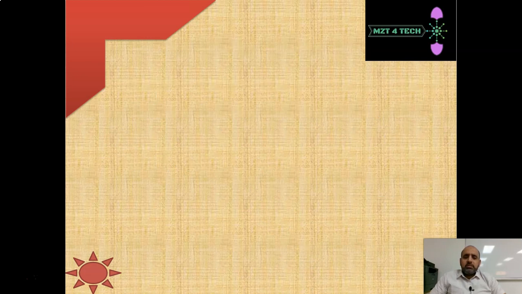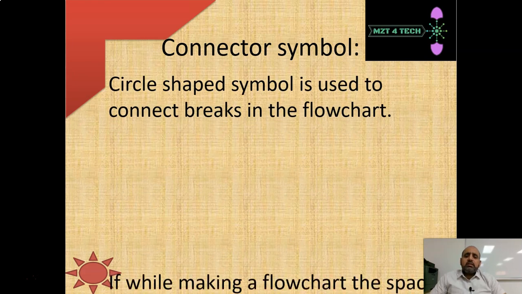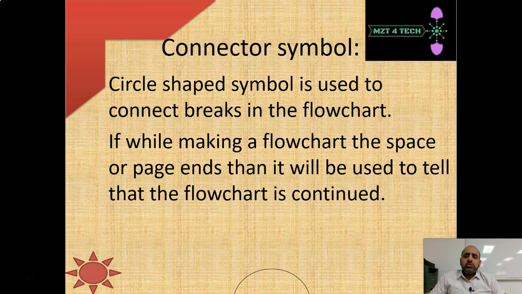Now the next symbol is a connector symbol. This symbol is basically a small circle, and this circle is used to tell that if the flowchart has to continue somewhere else, then you have to use this circular shaped symbol. Let me give you one example.